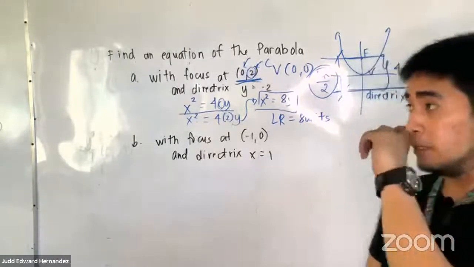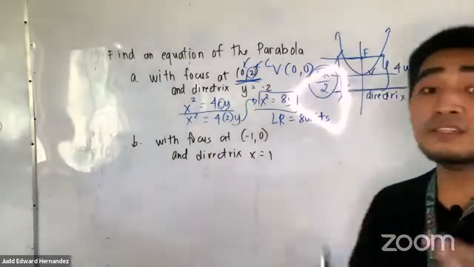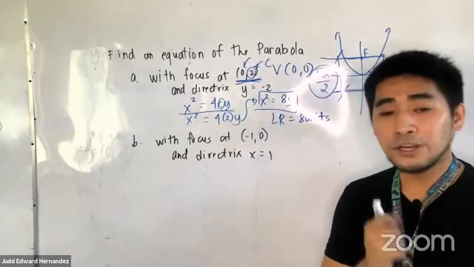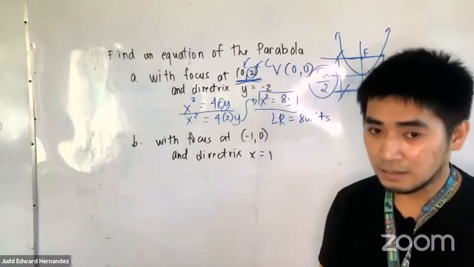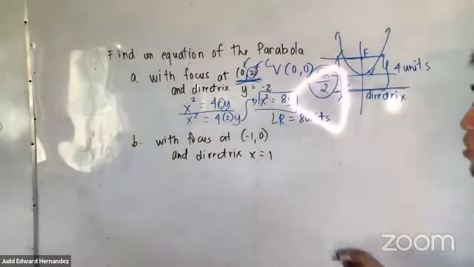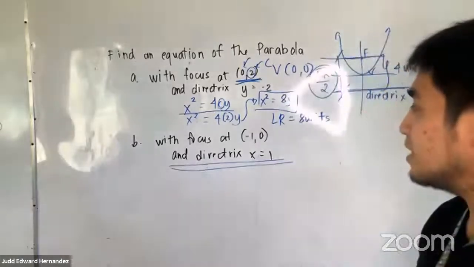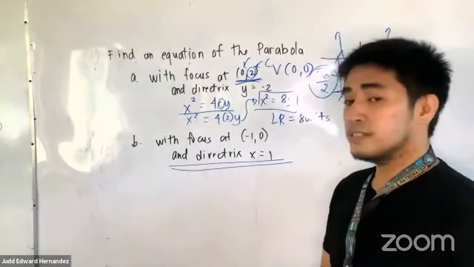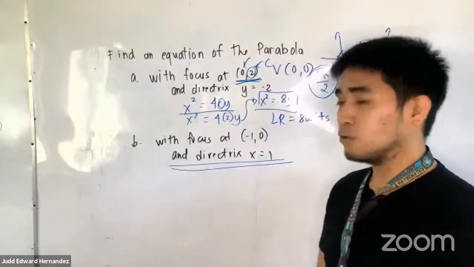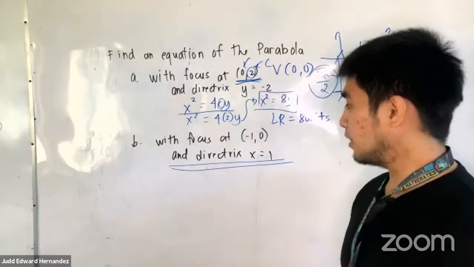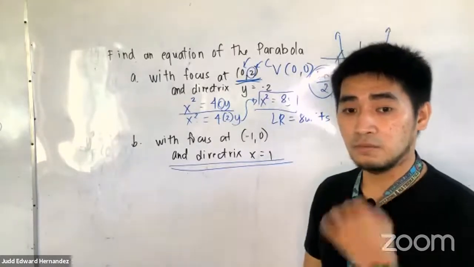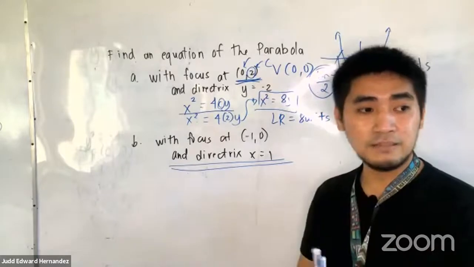Okay. At yung length ni latus rectum is always 4 times C. Maliwanag. Okay, how about for this one? Anyone na gustong idikta sa akin yung magiging sagot dito sa second given natin with focus at -1, 0 and directrix x is equal to +1? Sige nga. Anyone?